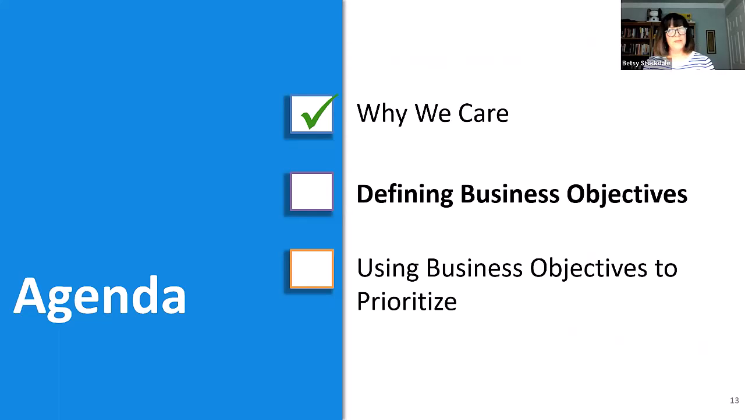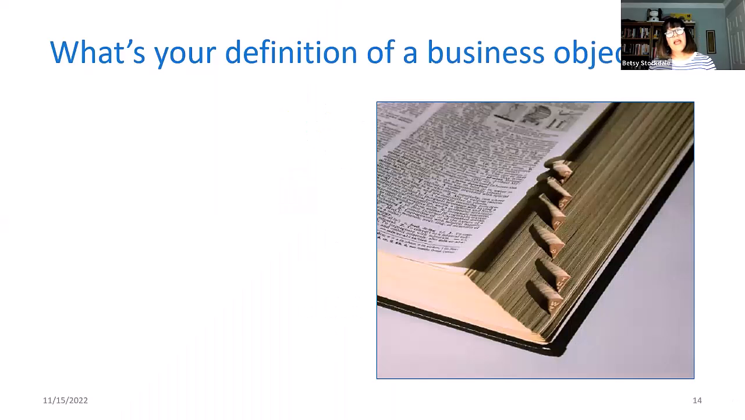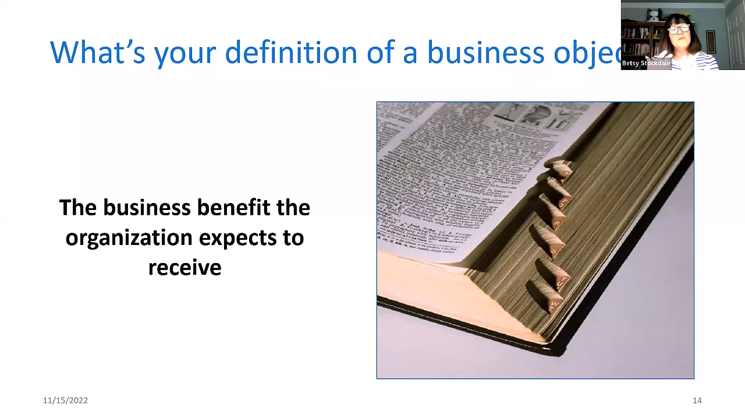Now let's talk about what business objectives actually are. You've probably heard this phrase, and so you may have some ideas in your head on what are business objectives. So maybe it's what it is that the company wants to accomplish, or perhaps it's something along the lines of we need to get this built by this time frame, going back to my example of that CEO announcing something. But what we're going to use for our presentation today, or for our definition, is that the business objectives are the business benefit that the organization expects to receive.